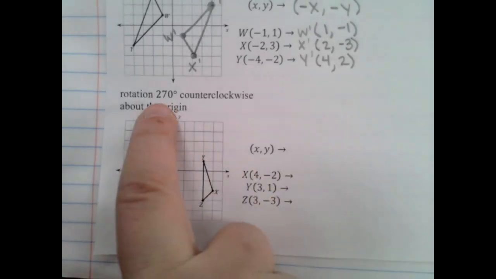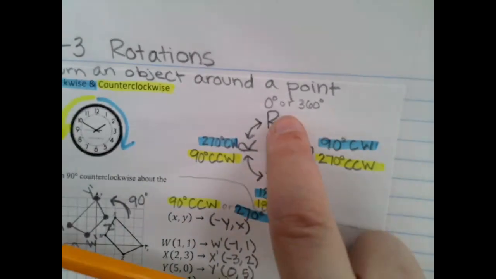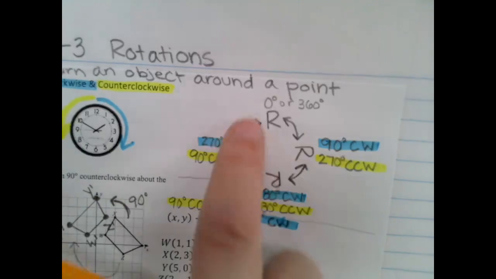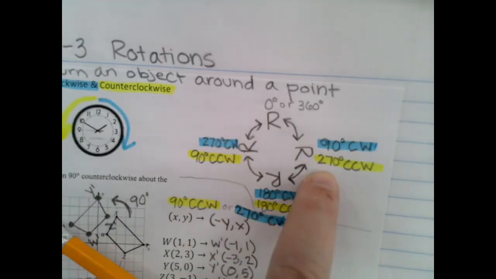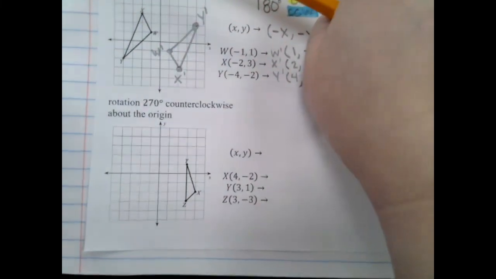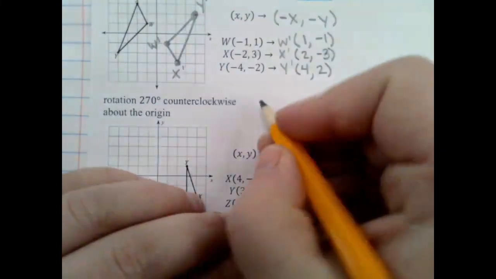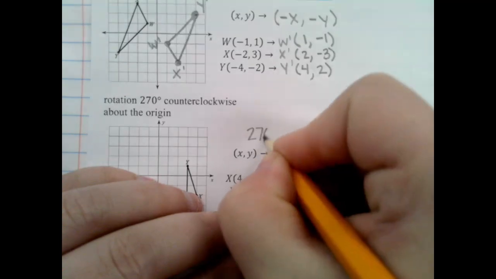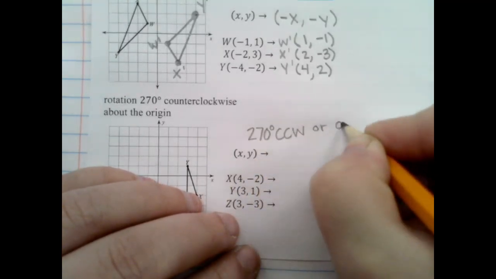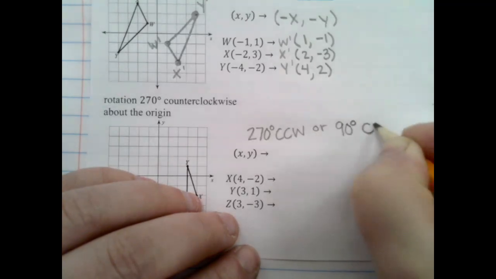This time we're doing 270 degrees around. So 270 is 3 around. Okay, and we're going counterclockwise. So 270 degrees counterclockwise is the same as what clockwise? 90. So this is going to be our 270 degrees counterclockwise or our 90 degrees clockwise.